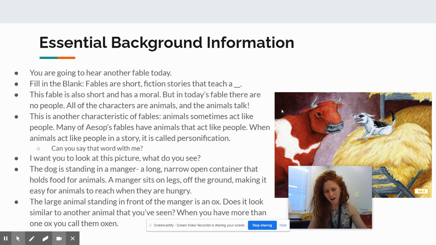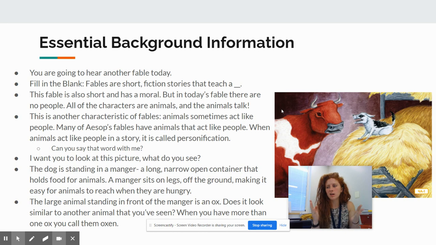No, they can't talk. We can pretend they can talk, but not in real life. They can't really talk. So this is another characteristic of fables. So like the whole talking, animals talking, that's a characteristic of fables. And that characteristic is when animals act like people, okay? And when animals act like people in a story, that's called personification. Can you say that word for me?